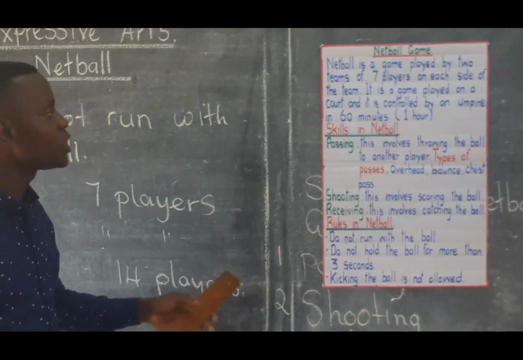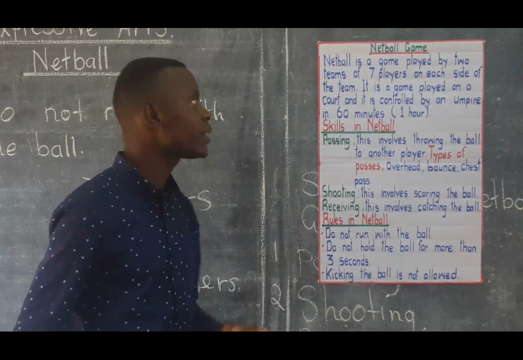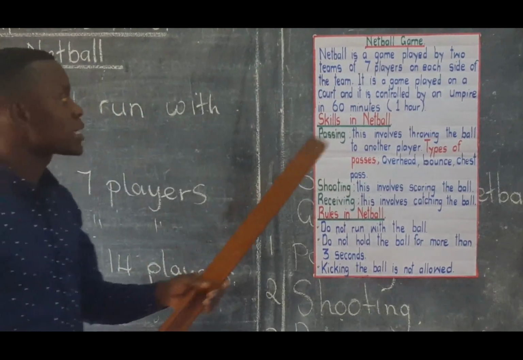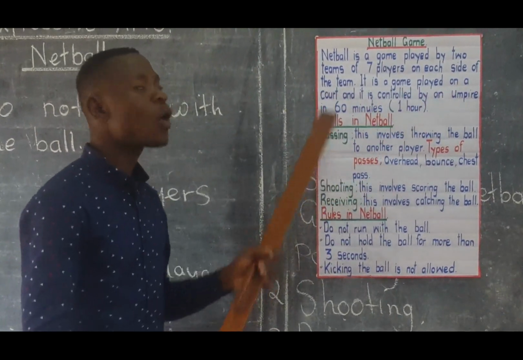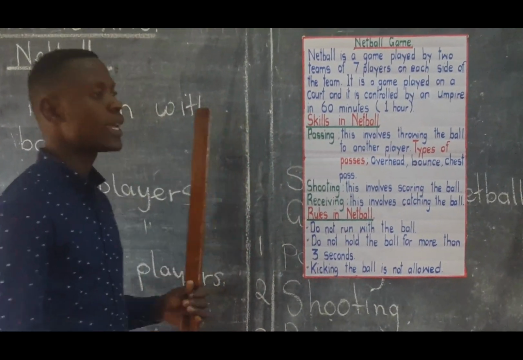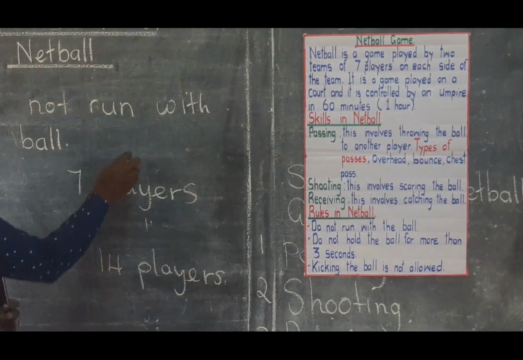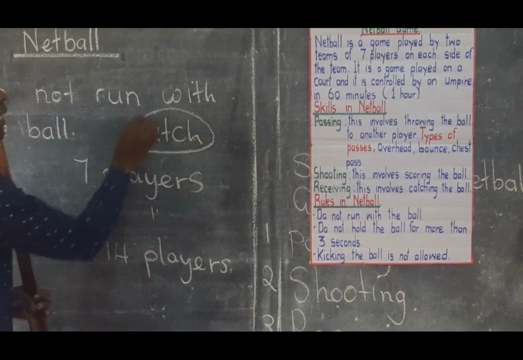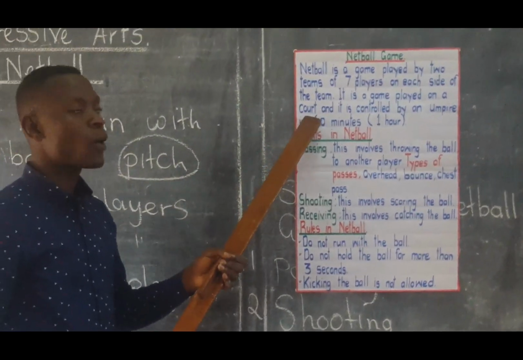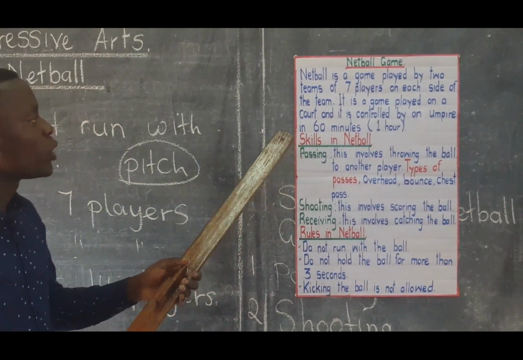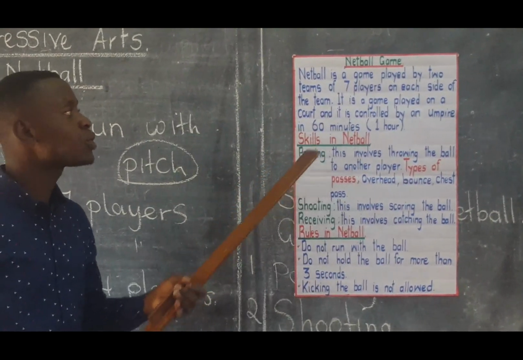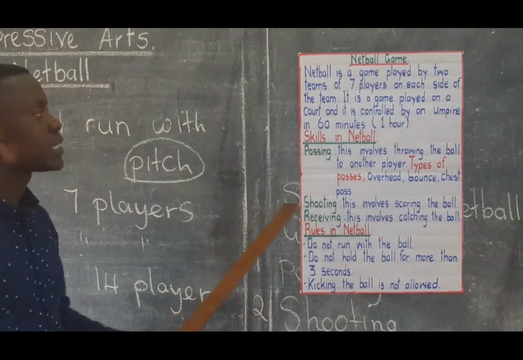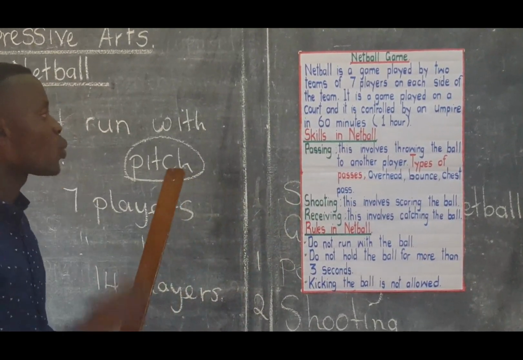Sometimes you may be asked how many players are on one side or one team of a netball game. You just say 7 players. So it is a game played on a court. Remember, in football, we said football is played on an area called a pitch. For netball, it is called a court. Netball is played on a court, and it is controlled by an umpire for 60 minutes. That is just 1 hour.